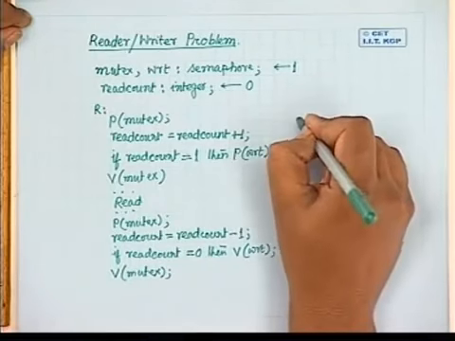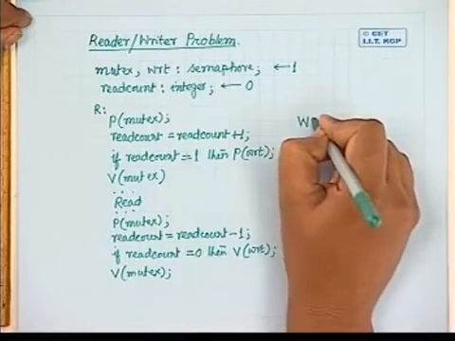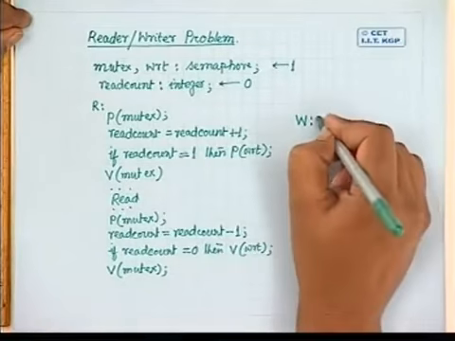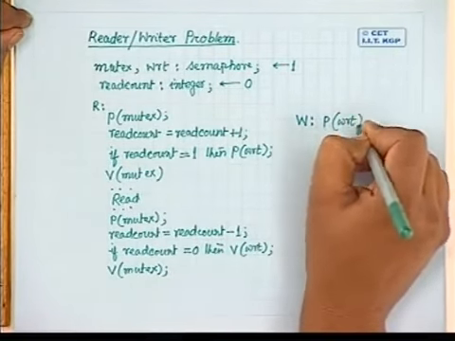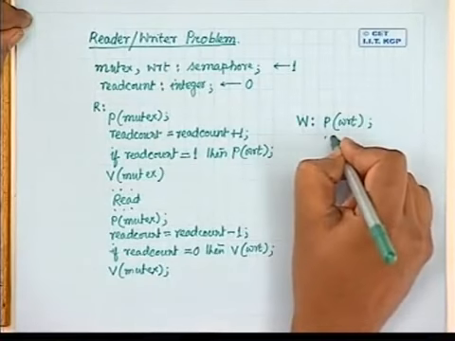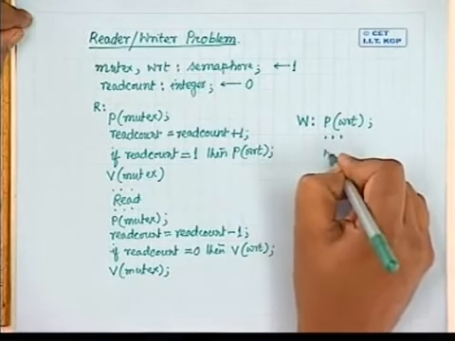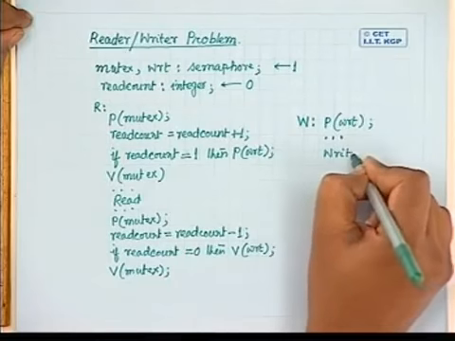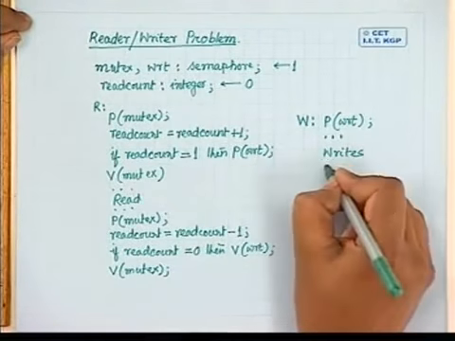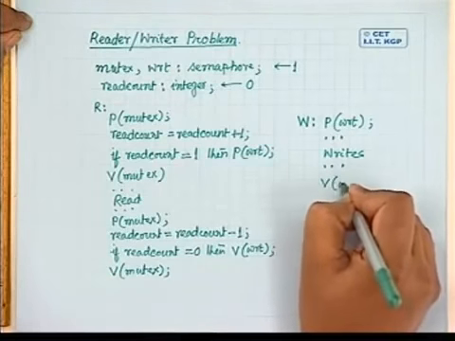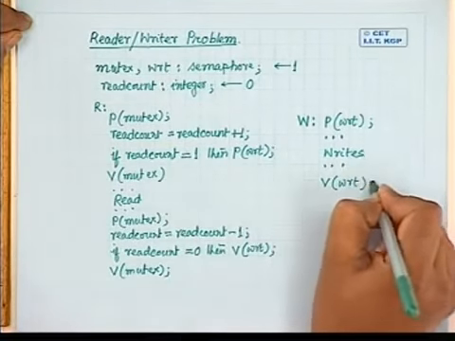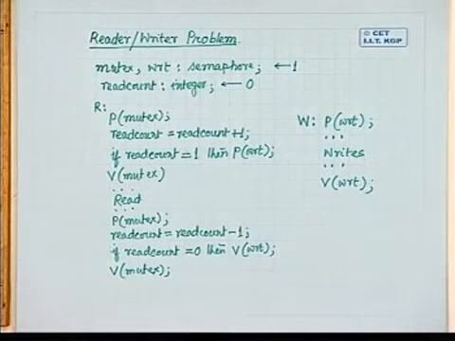Similarly, for a writer process, the structure is much simpler. First, it has to perform a p write operation. After p write is successful, it modifies the file, that is writes into the file, and finally it performs a v write operation. Okay.